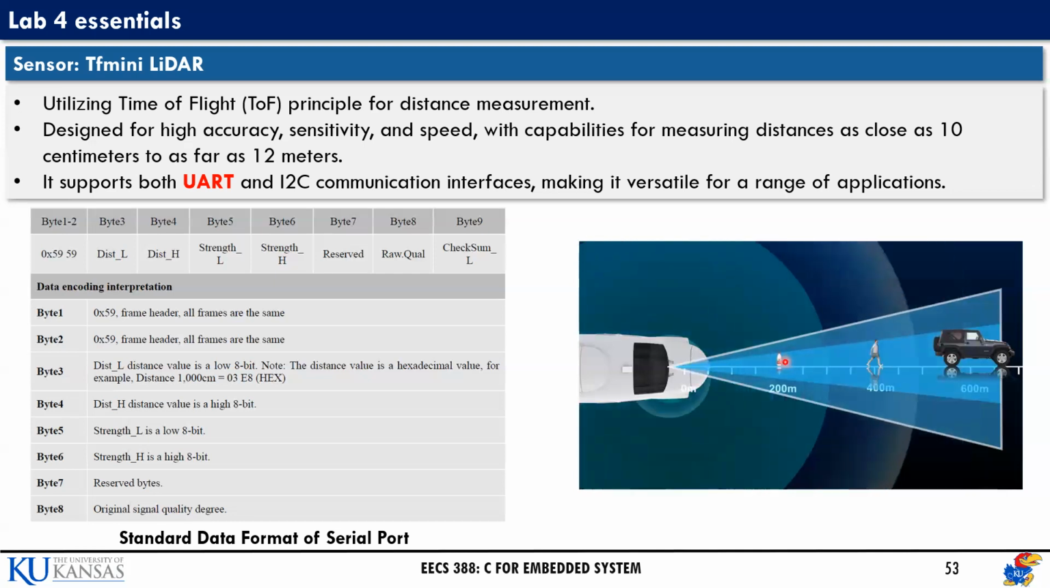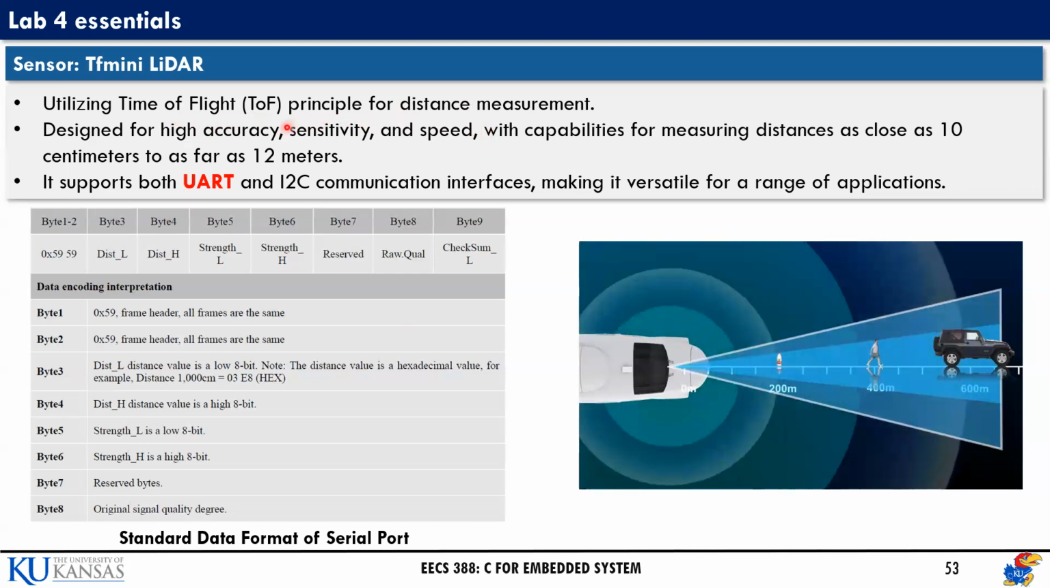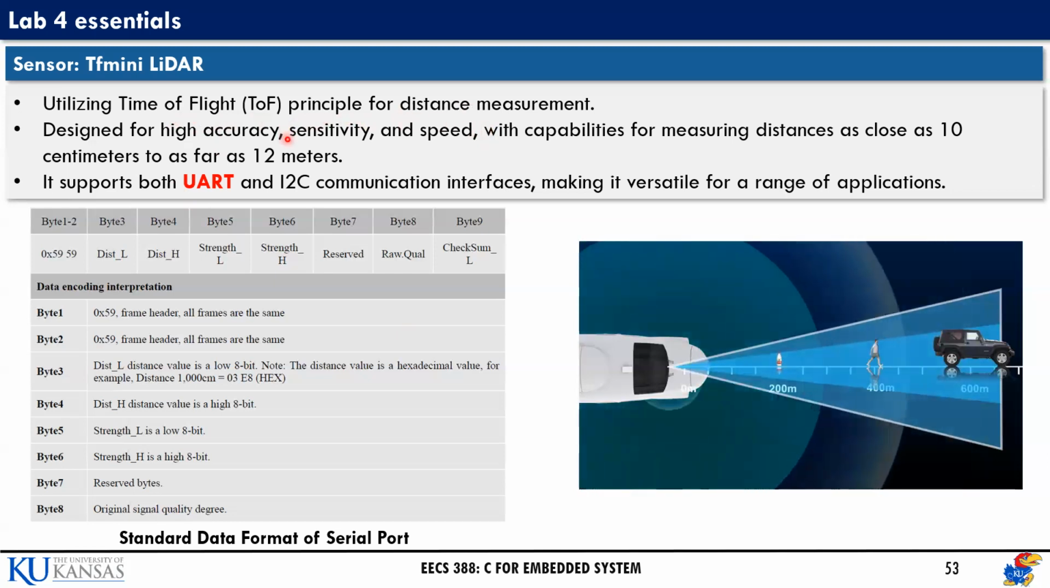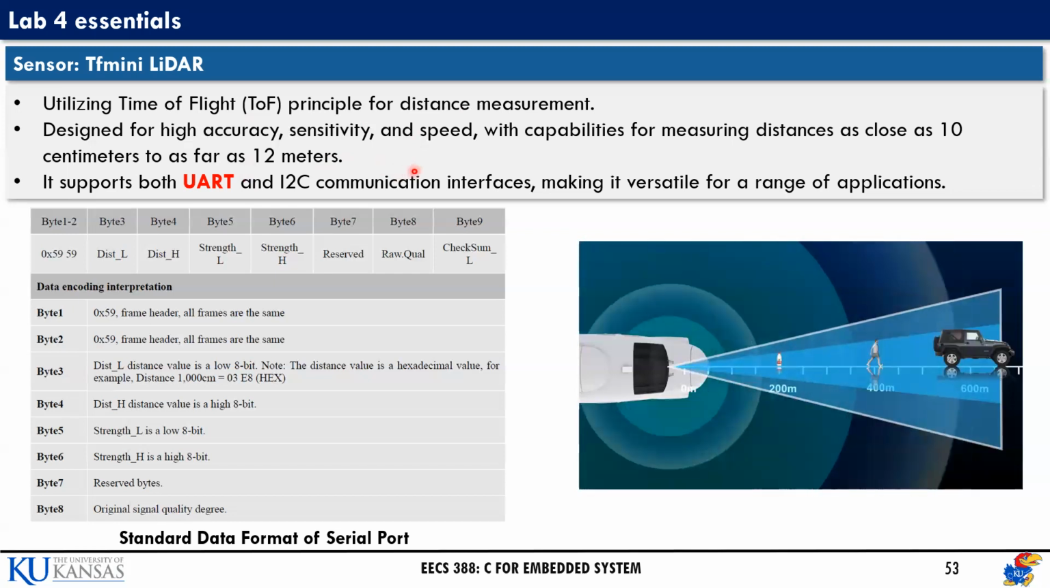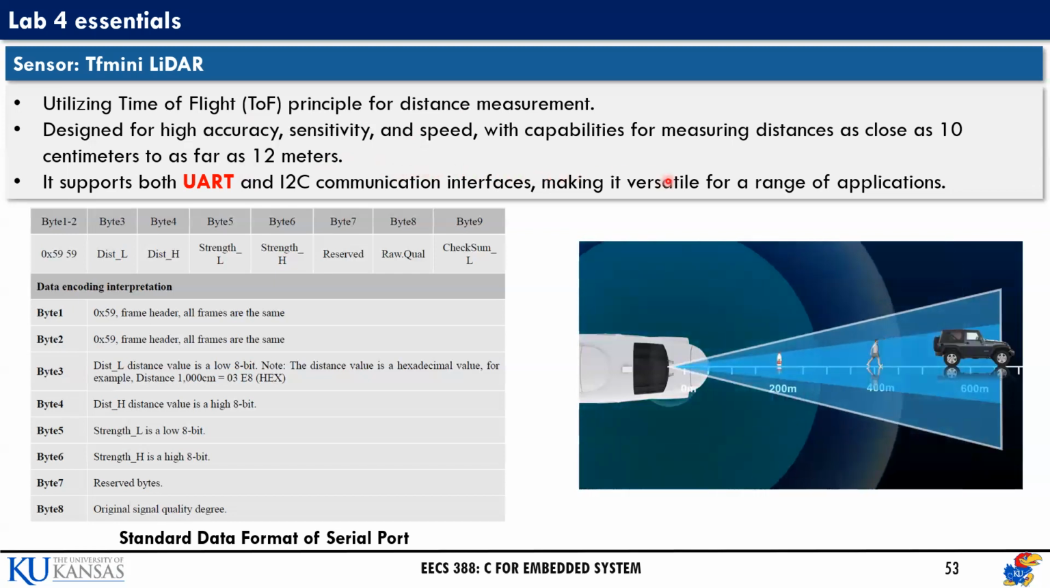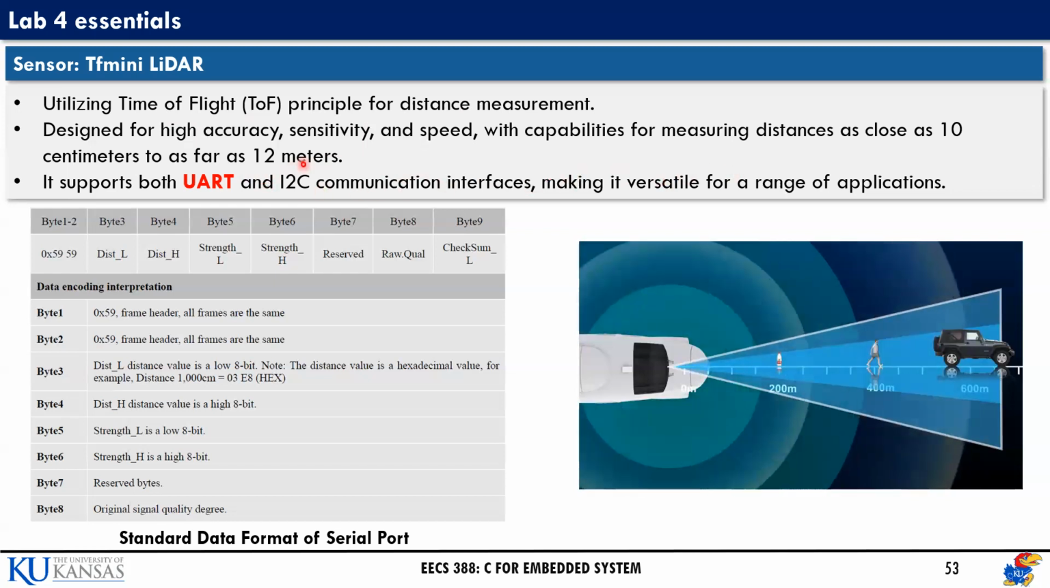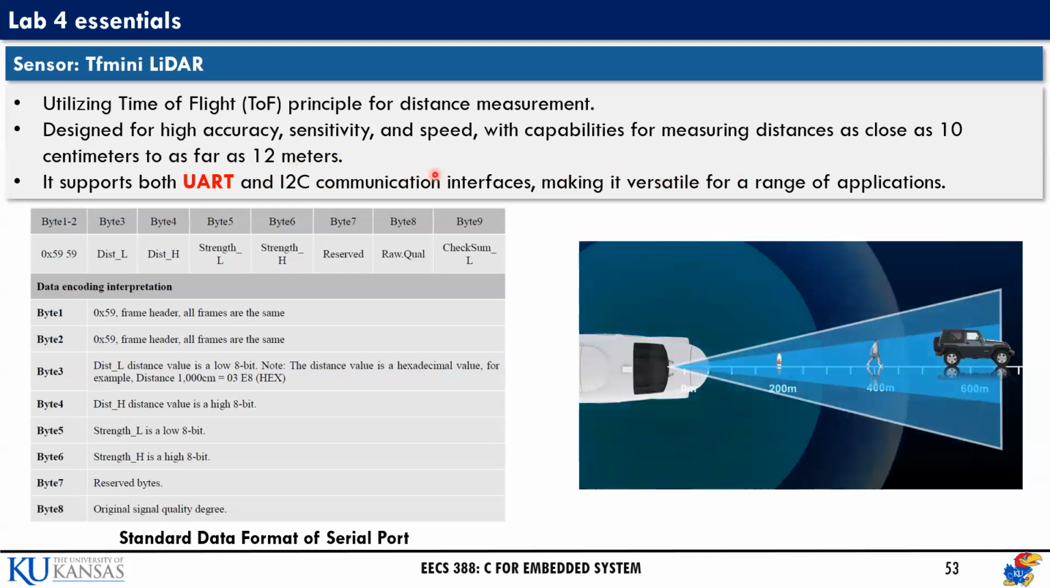It uses the time of flight principle for distance measurement. And the sensor is very efficient in terms of low power, and it is designed for high accuracy, sensitivity, and speed. And also it is capable of measuring distance from 10 centimeters to 12 meters. So yeah, it's a pretty well-balanced sensor, as we can say.